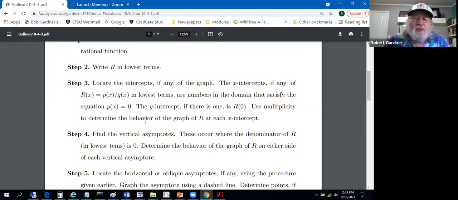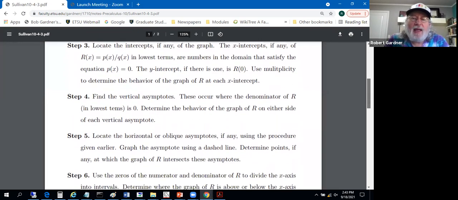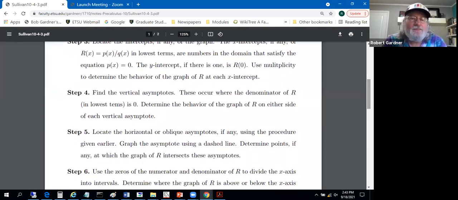It says use multiplicity to determine the behavior of the graph at each of these intercepts. That is, we could analyze whether the graph crosses the x-axis at x-intercepts, or it touches the x-axis at the intercepts. We'll actually take care of that in a somewhat different way by analyzing sides of the graph.